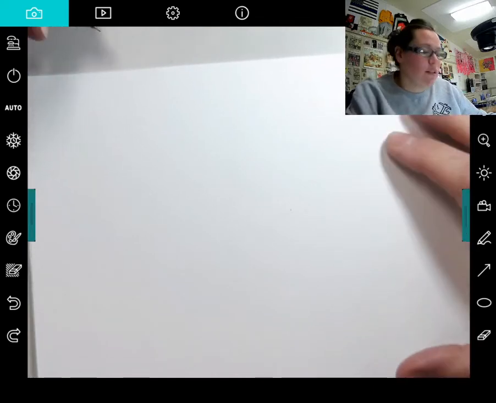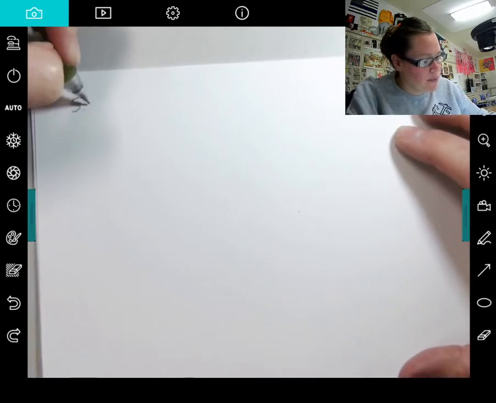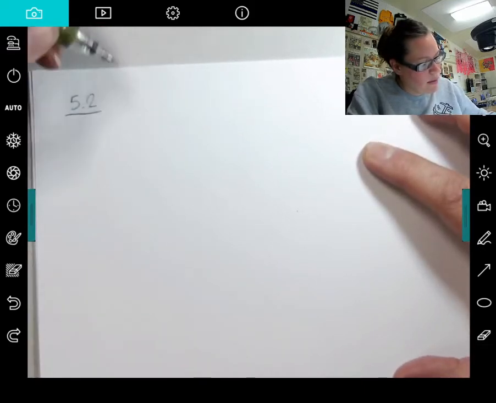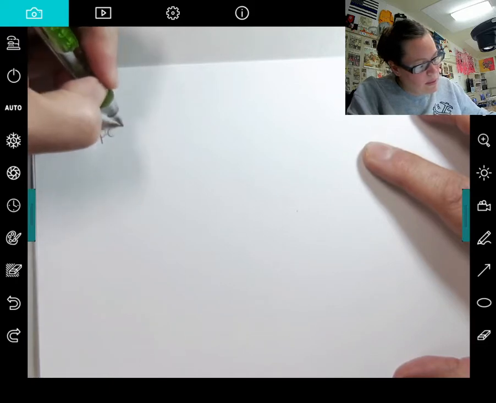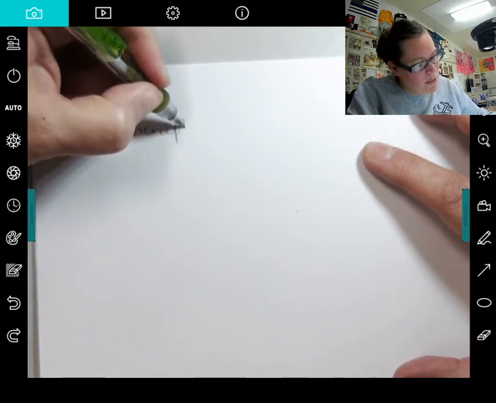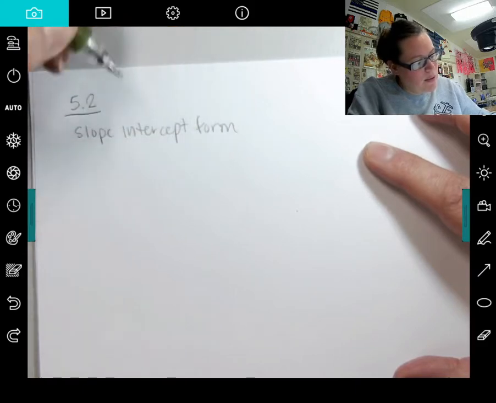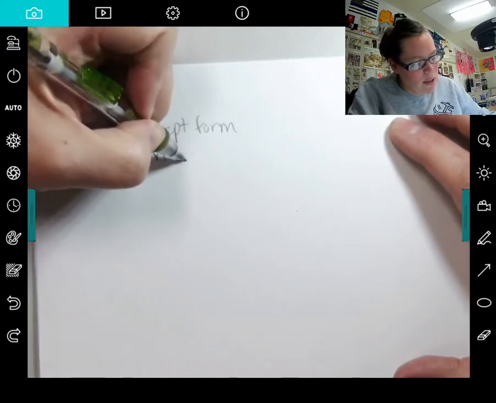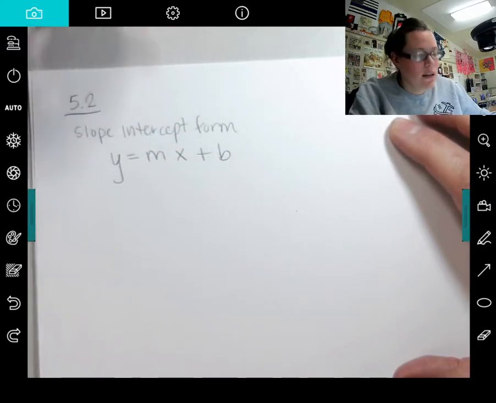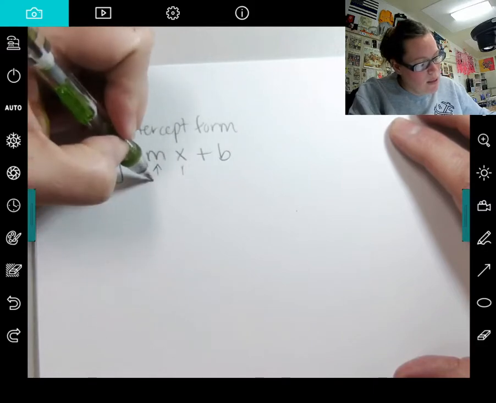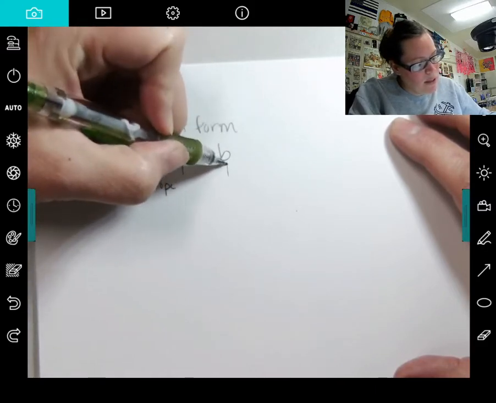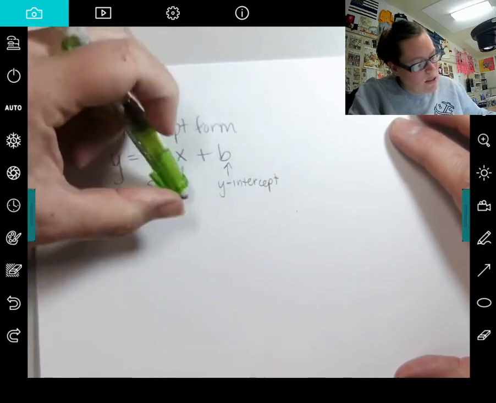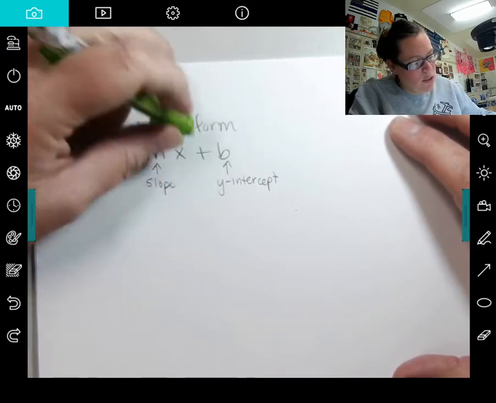So just a reminder, slope-intercept form, 5.2, not 5.5. Slope-intercept form is in the setup of y equals mx plus b, where m is your slope, b is your y-intercept, and then your x and your y are just a coordinate pair.